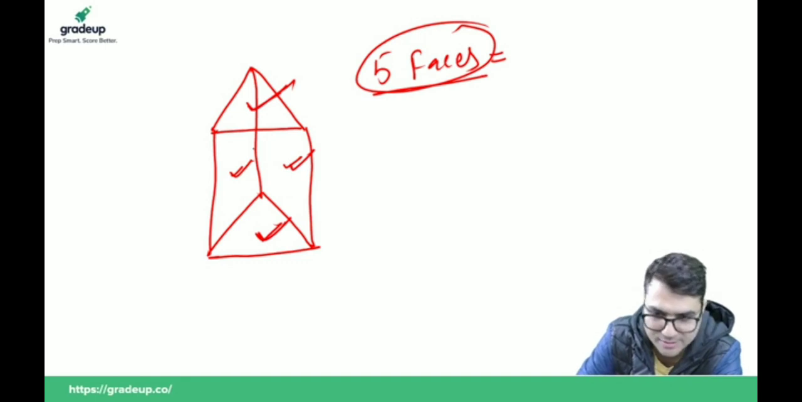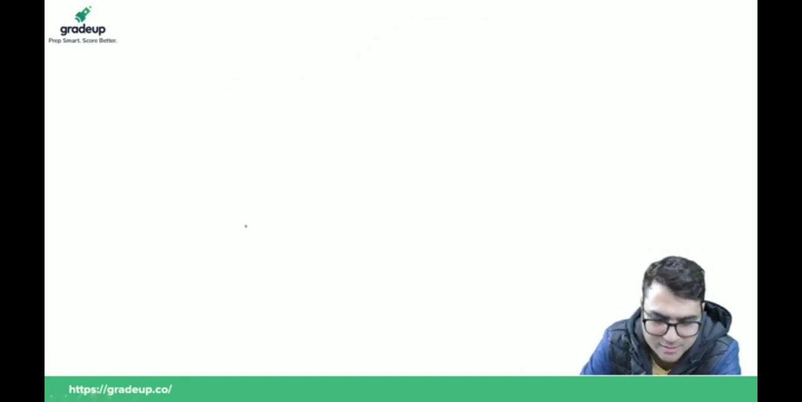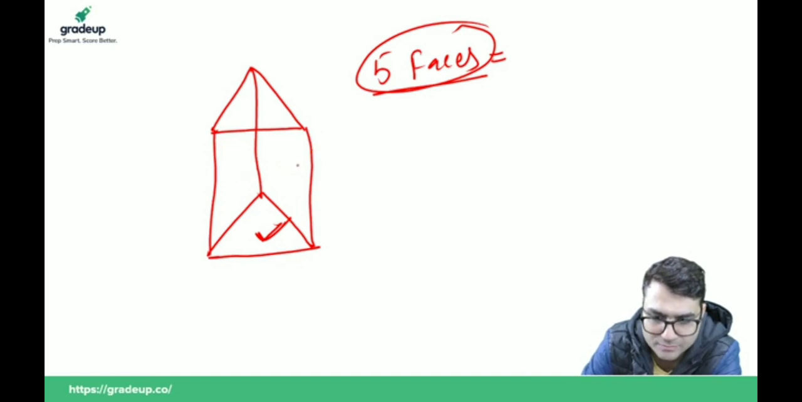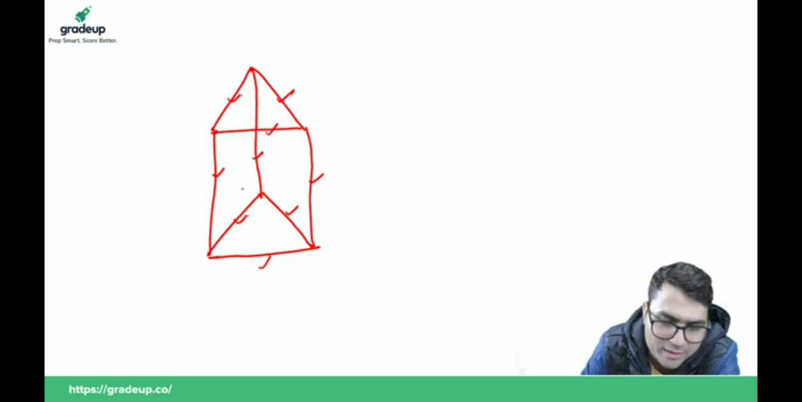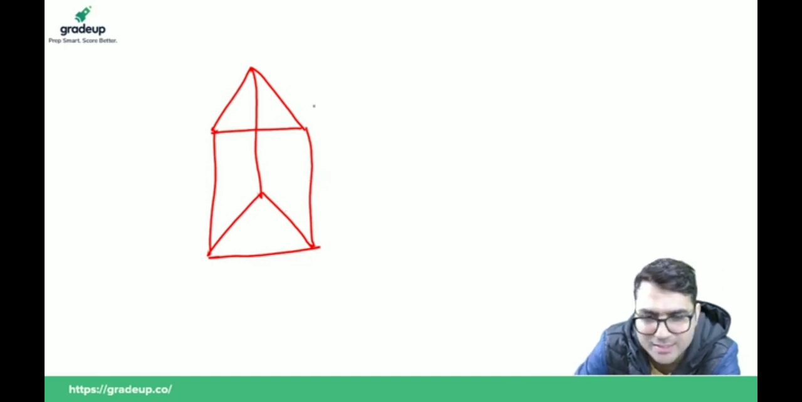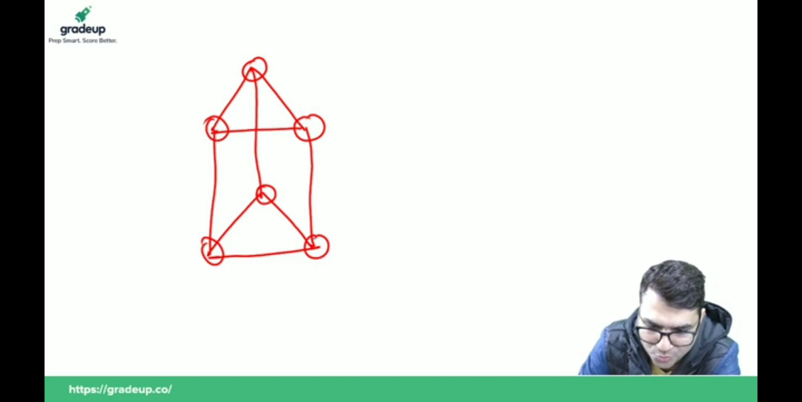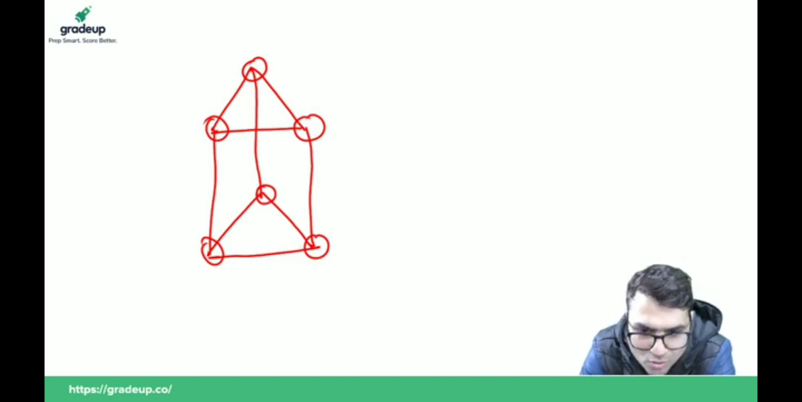And what about the edges? How many edges does it have? 1, 2, 3, 4, 5, 6, 7, 8, 9. It has 9 edges: 3, 3 and 3. Now vertices. How many vertices does it have? 1, 2, 3 and 1, 2, 3, so 6 vertices. Is it okay to all of you?